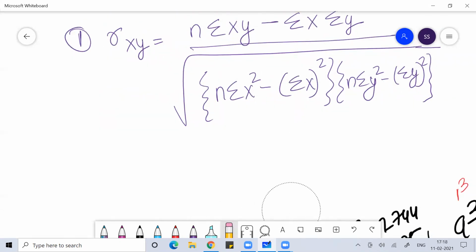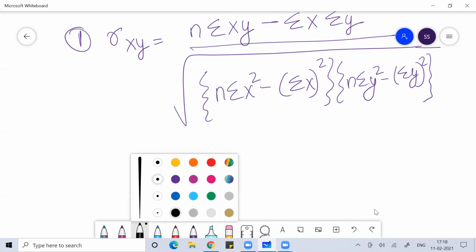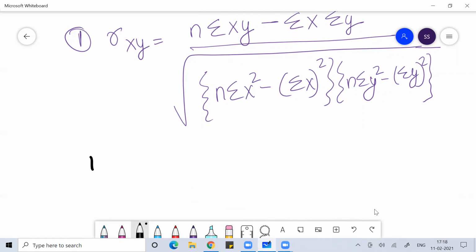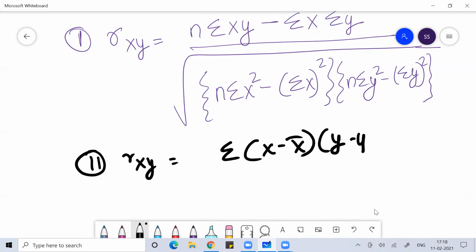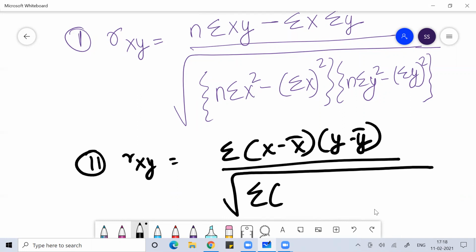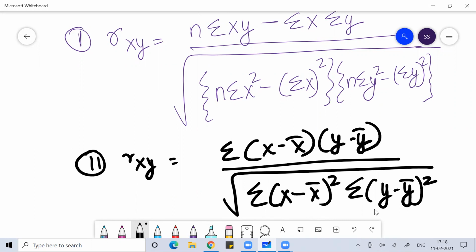Let me erase. Then the next formula of the Karl Pearson coefficient of correlation. The other formula of r of xy is equal to summation of x minus x bar into y minus y bar divided by square root of summation of x minus x bar whole square into summation of y minus y bar whole square. These are the two formulas of the Karl Pearson coefficient of correlation.